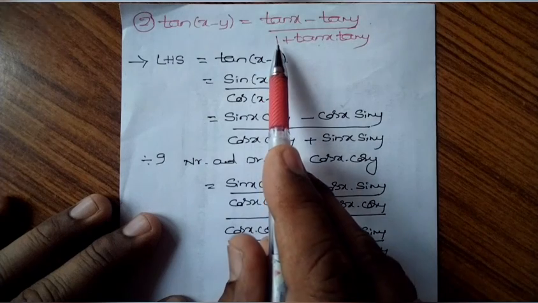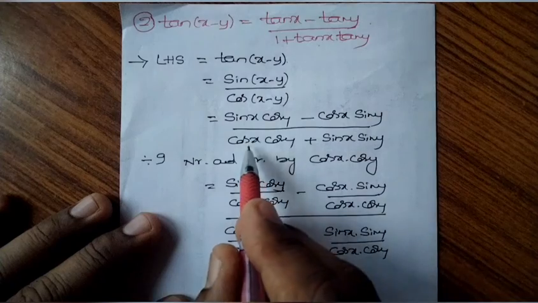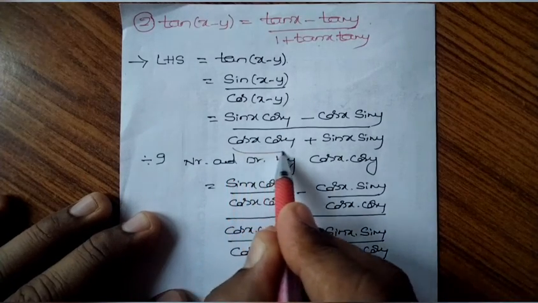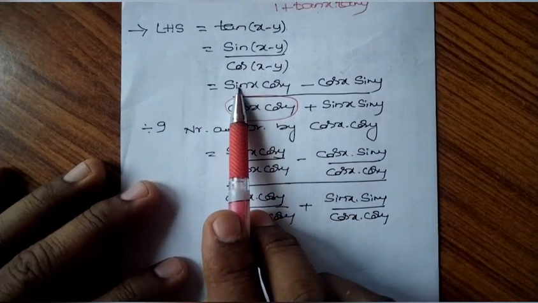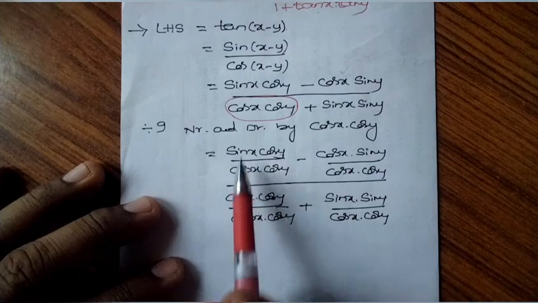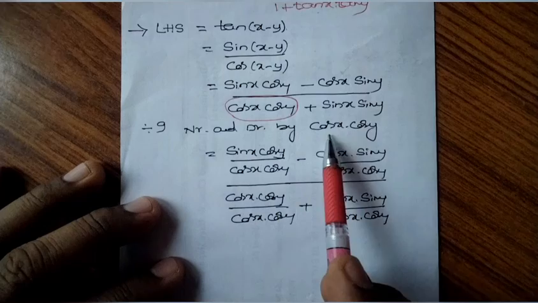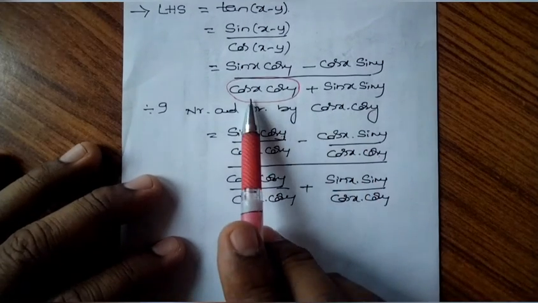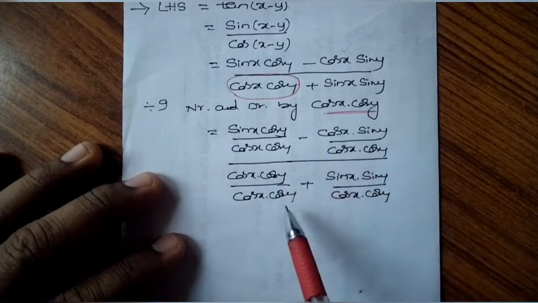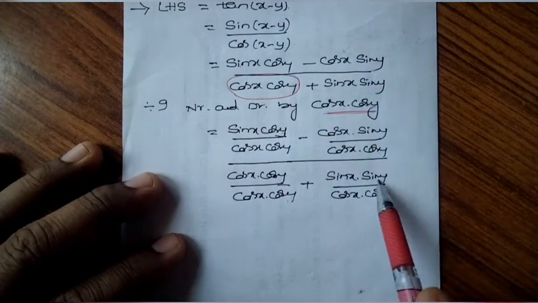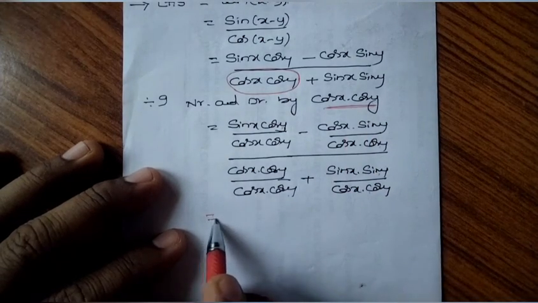Next, again I have to make the first term of the denominator 1. Hence, I am going to divide both numerator and denominator by cos x into cos y. So, see here. I have written sin x cos y as it is, and I am going to divide by cos x cos y, minus cos x sin y, and I am going to divide by cos x cos y. Next, I have written cos x cos y as it is and divide by cos x cos y, here plus sin x sin y divided by cos x into cos y. After dividing, we simplify.